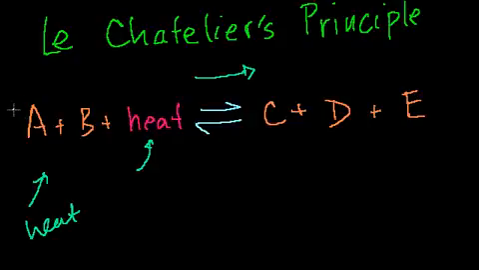So the stable concentration of A, once we reach equilibrium, will go down. B will go down because they're going to be consumed more. The forward reaction is happening more. And then C, D, and E would go up.